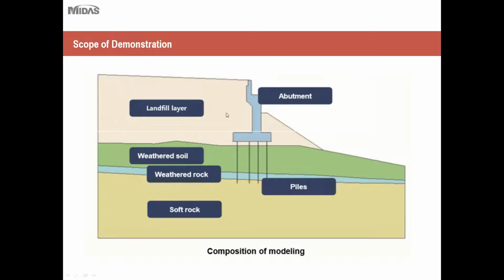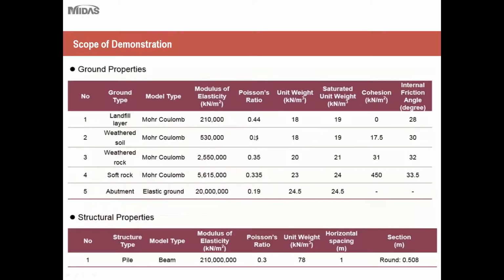Okay, so now let's move on to the scope of our demonstration. This is what our project will look like once it's completed. So we have 2 rock layers and a soft rock layer on the bottom with the landfill layer on top. Here's our abutment, and then our piles will be modeled as well. This will all be done in 2D.